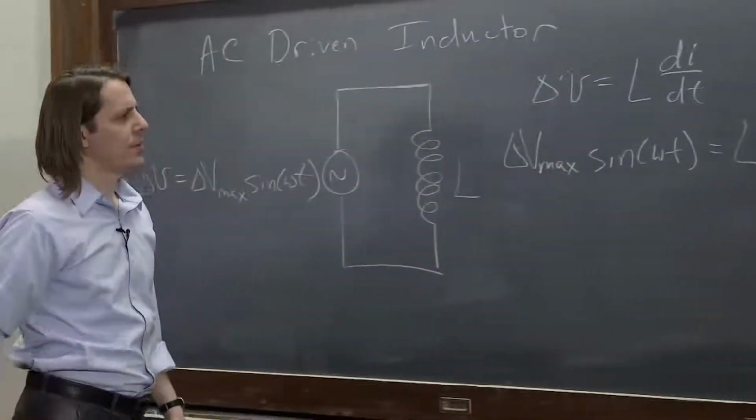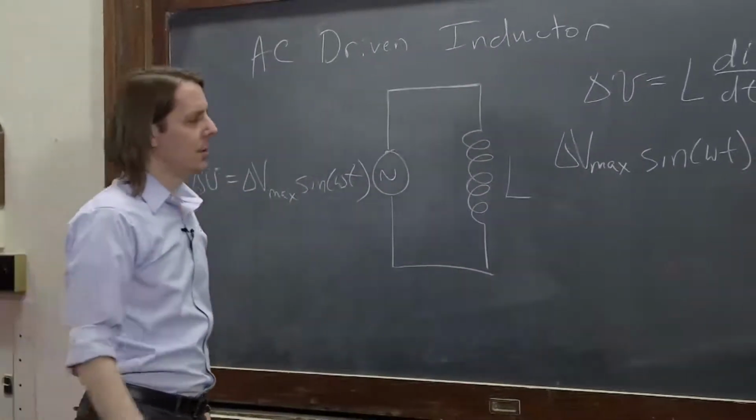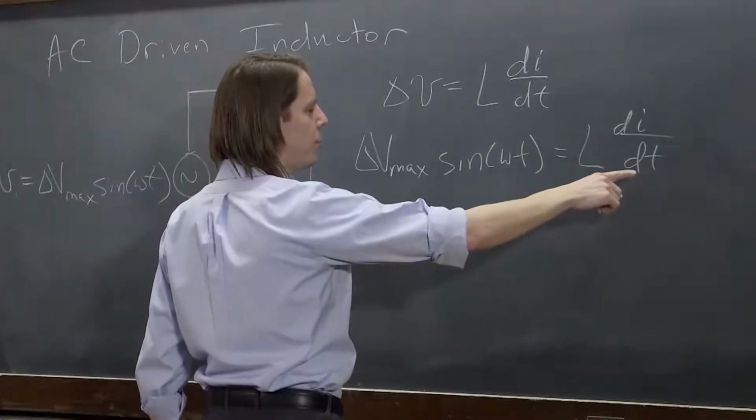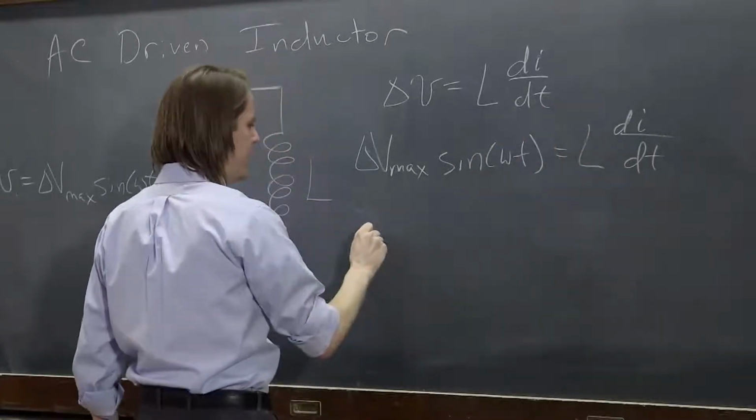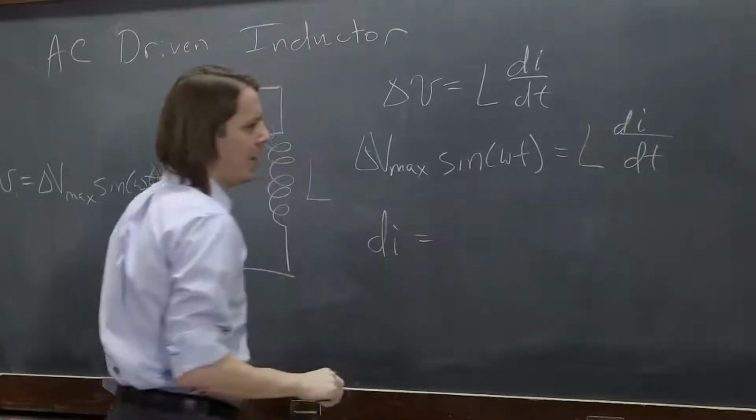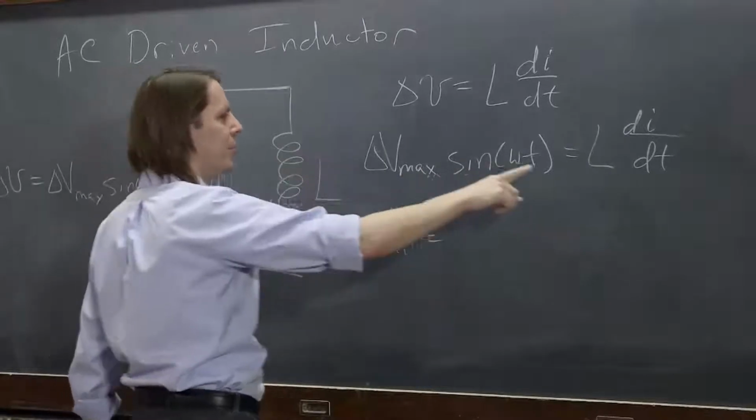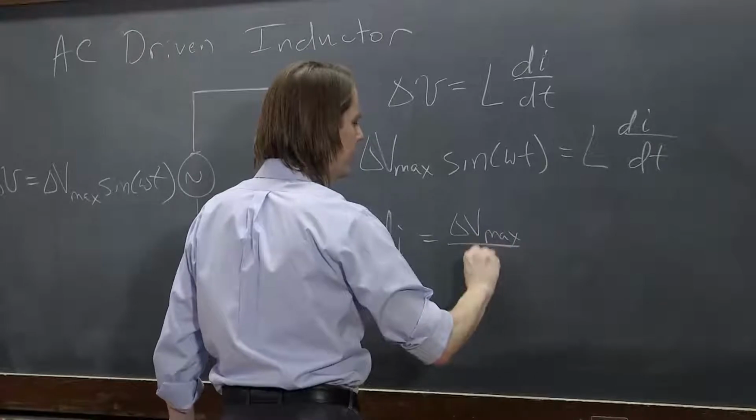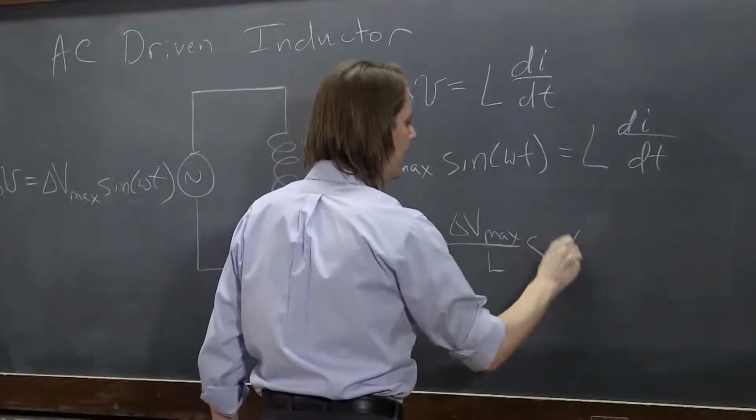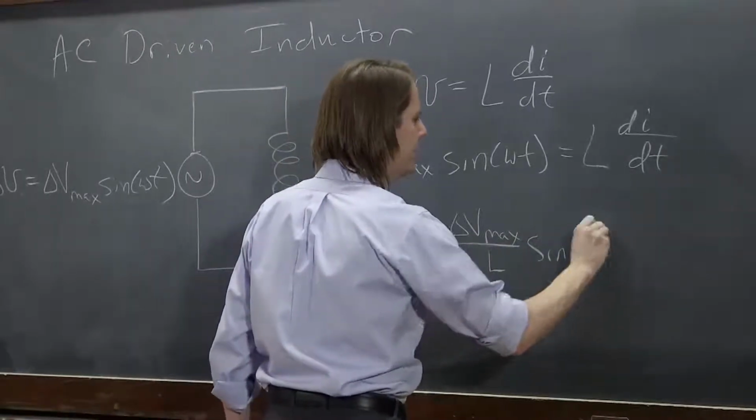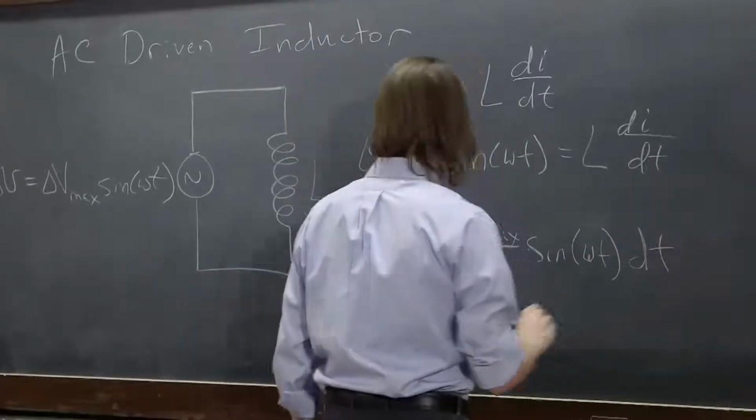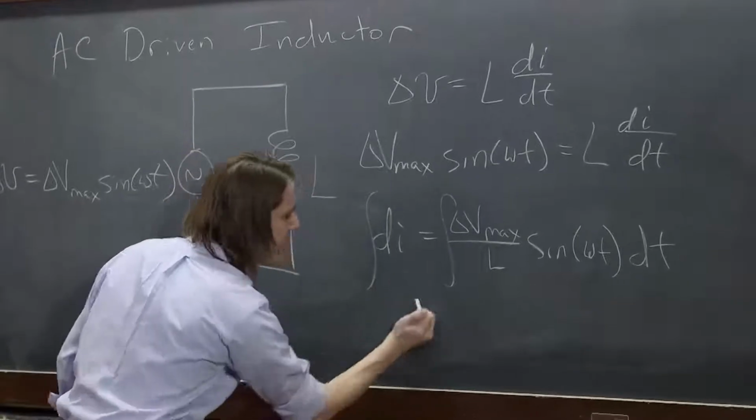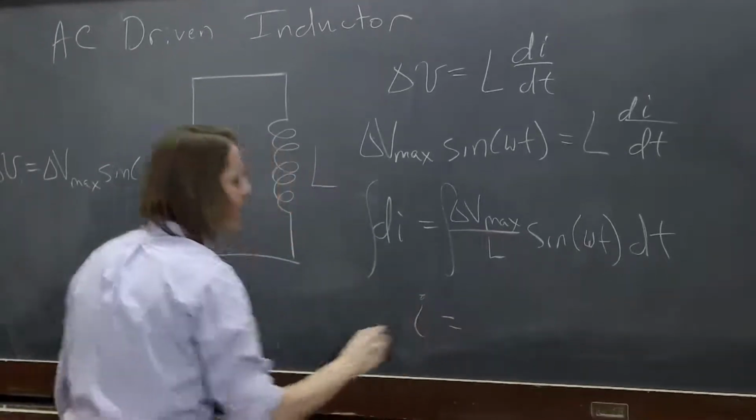And to solve this one for the current, you always want to get to the current, you're going to need to do an integral. So let's see, so we're going to keep di over here and put everything else on the other side. The dt comes over, the L comes over. It's delta V max over L sine omega t dt, and then integrate both sides, and you get that the current, we aren't dealing with boundary conditions at the moment, these are just sinusoidally oscillating things.